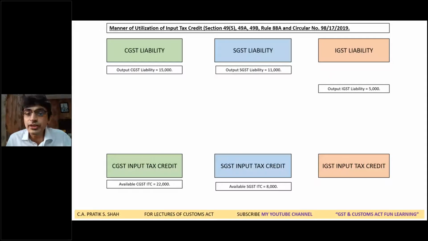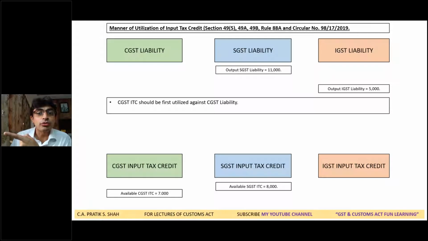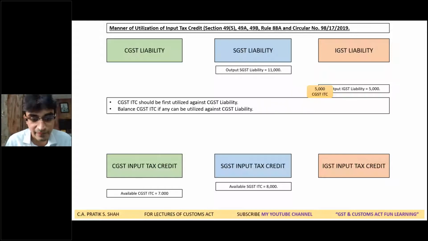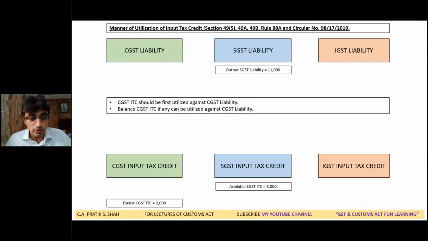China demand is 15,000, available is 22,000 ITC. So China will obviously give to China first. And then if there is a shortage or surplus, it can give to India. It can give to IGST. So CGST ITC will then be utilized against IGST liability. Clear? Now finally what happened? IGST liability became 0 and still CGST ITC of 2,000 is there as surplus. Now comes step 3, Sri Lanka means SGST.